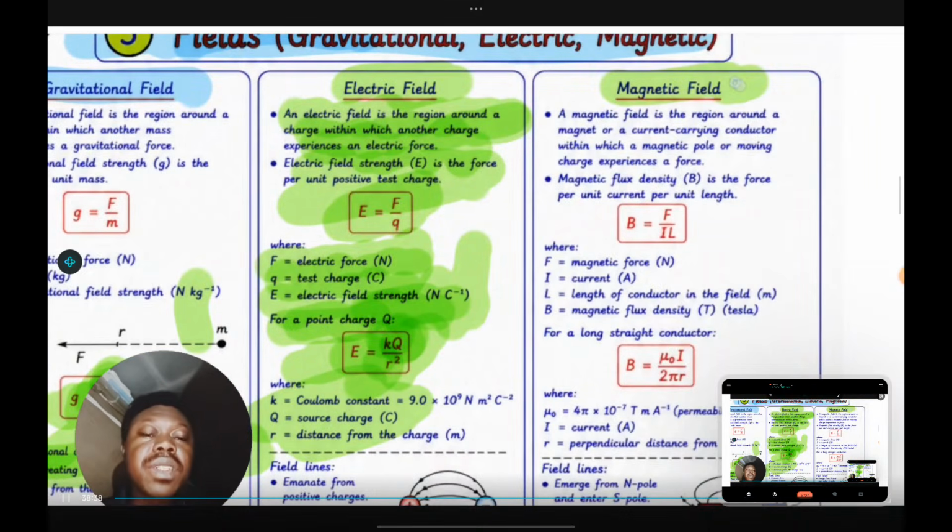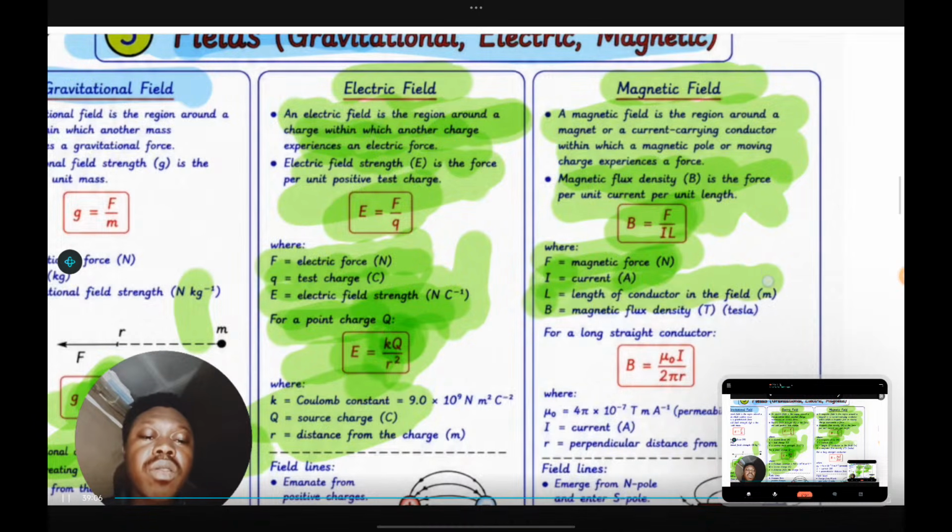Then we have magnetic field. A magnetic field is the region around a magnet or a current carrying conductor within which a magnetic pole or moving charge experiences a force. Now, magnetic flux density B is the force per unit current per unit length, and we have this particular formula. So take note that your F is magnetic force, your I is your current, your L is your length of conductor, and your B is your magnetic flux density measured in Tesla.